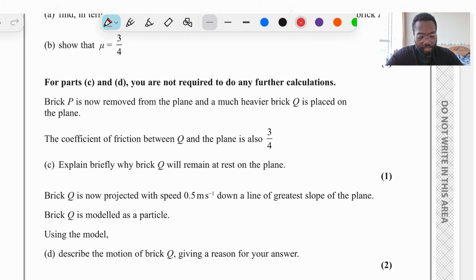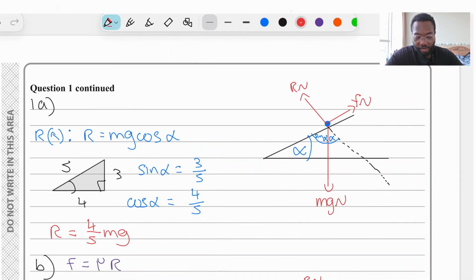So for parts C and D, we have brick P is now removed from the plane and a much heavier brick Q is placed on the plane. The coefficient of friction between Q and the plane is also 3 over 4. Explain briefly why brick Q will remain at rest on the plane. So this type of question, if we have a much heavier brick on the plane, well, if you just look at the diagram we had, when we worked out the normal reaction, the only other force acting on the normal reaction was the weight, right? That's the only other thing.